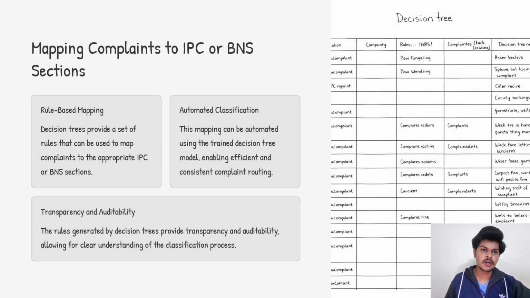Now we will map complaints to IPC or BNS sections. First, rule-based mapping. Decision trees provide a set of rules that can be used to map complaints to the appropriate IPC or BNS section. Second, automated classification. This mapping can be automated using a trained decision tree model, enabling efficient and consistent complaint routing. Third, transparency and auditability. The rules generated by decision trees provide transparency and auditability, allowing for a clear understanding of the classification process.